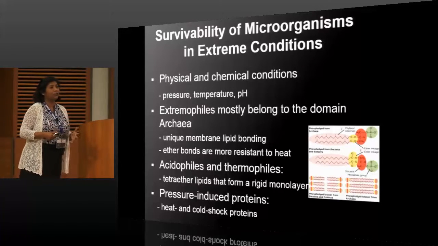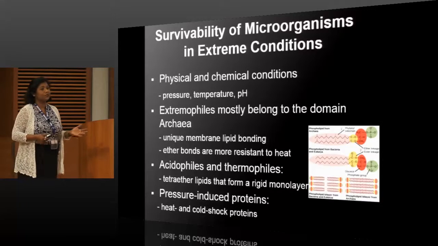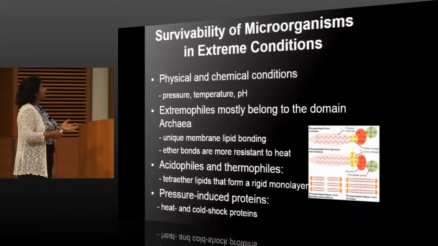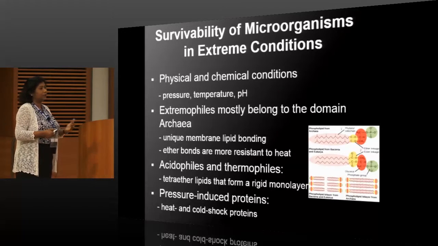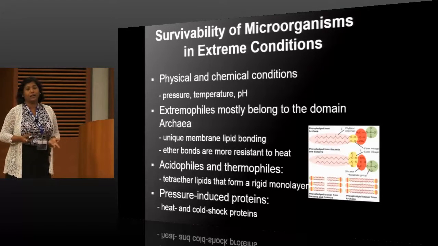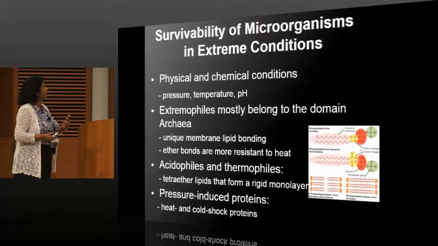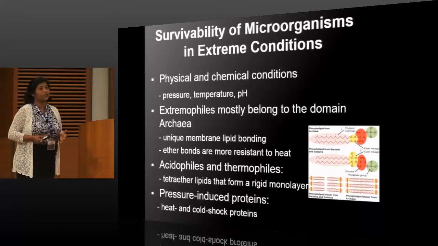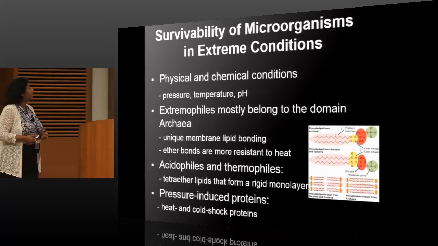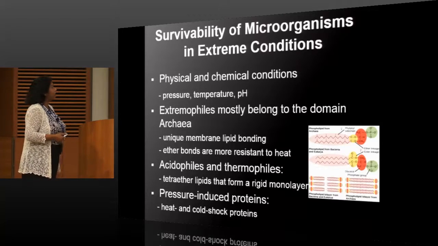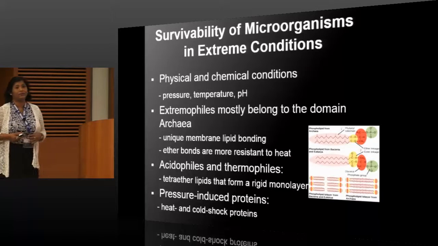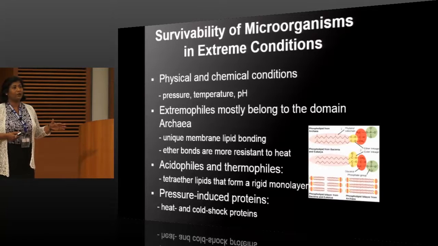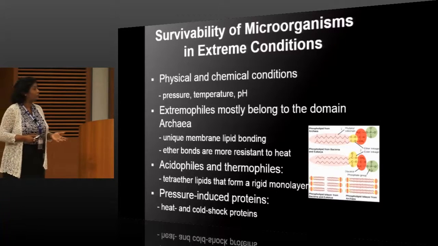In general, the growth and survivability of microorganisms depends on their ambient physical and chemical conditions such as pressure, temperature, and pH. And we know that extremophiles mostly belong to the domain Archaea because they have unique membrane lipid bonding. Their cytoplasmic membrane contains ether bonds, which are more resistant to heat. Also, some archaeal cytoplasmic membranes have tetraether lipids, which form a monolayer that is almost impermeable to ions.